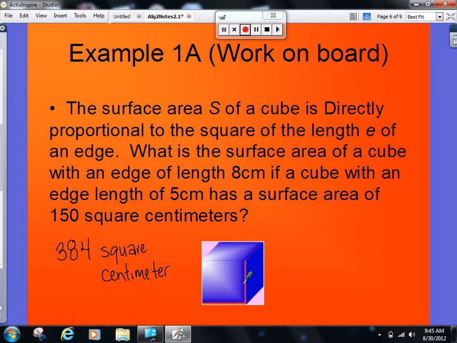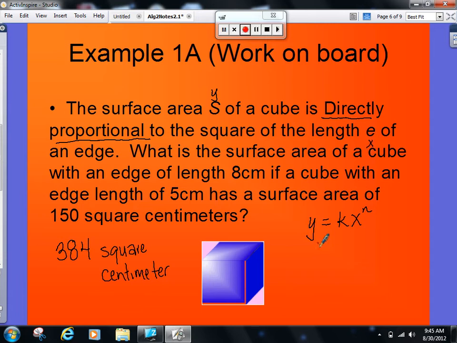The surface area S of a cube is directly proportional to, I see the words, directly proportional to, and immediately I'm going to write y equals kx to the n. Those words tell me, write this down, so I did. Okay, now the second step says to fill in the variables they give you. So that's what I'm going to do next. The surface area S of a cube is directly proportional to the square of the length E of an edge. They're telling me surface area depends on the length of an edge. So this is going to be in place of my y. This is going to be in place of my x.